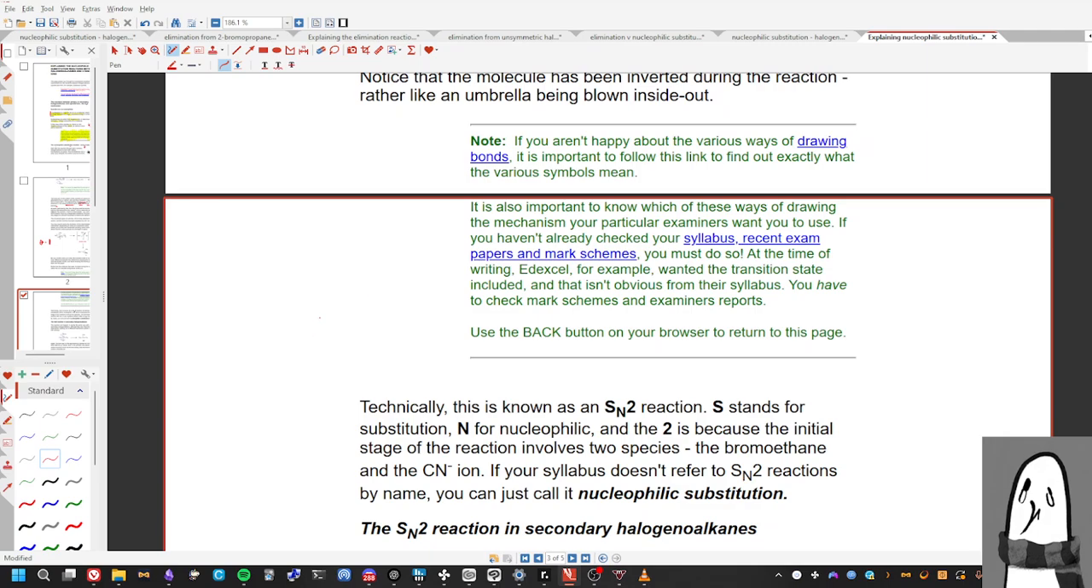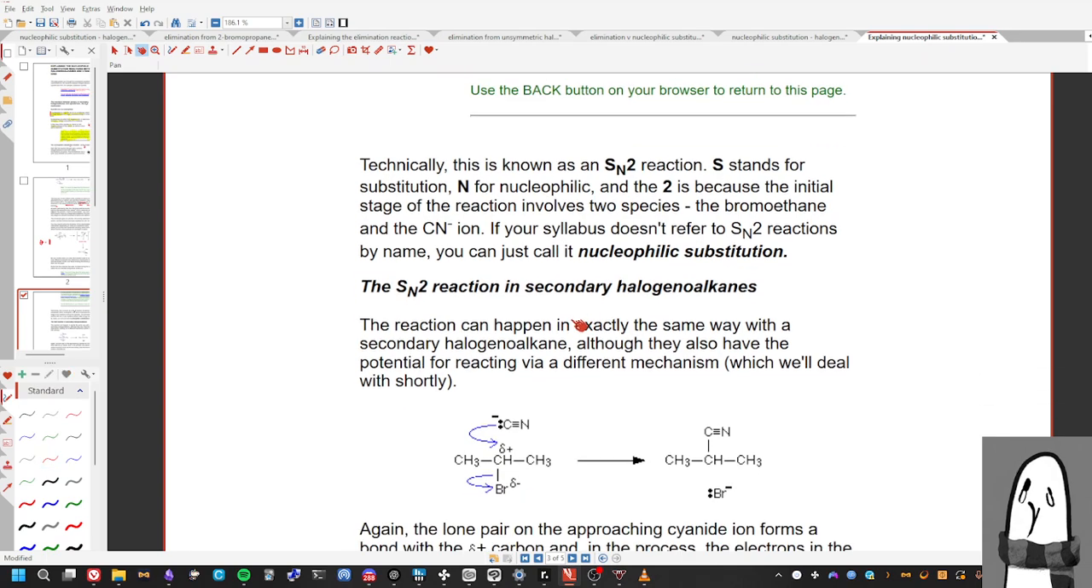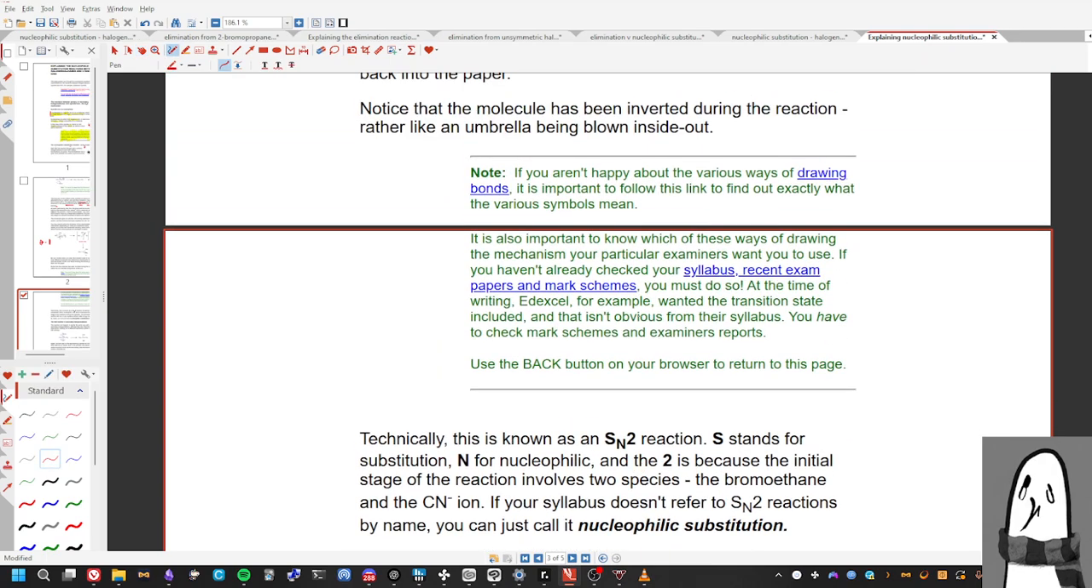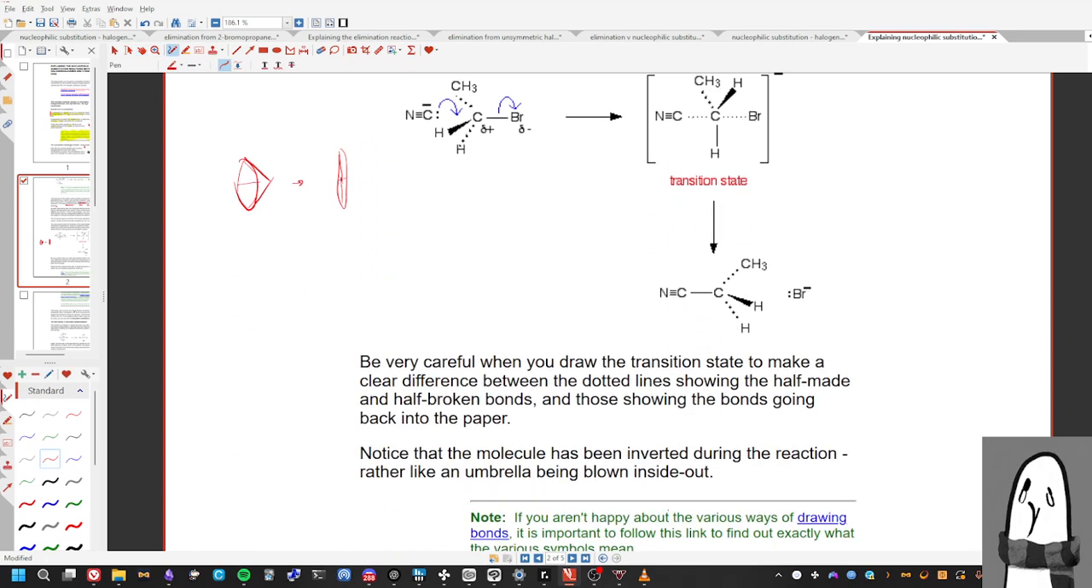Bro, we have to do the transition state. Why? Technically, this is known as an SN2 reaction, is it? Yeah, of course it is.